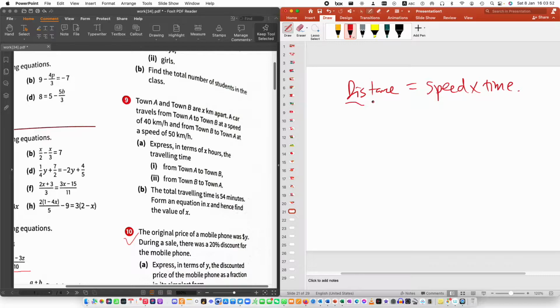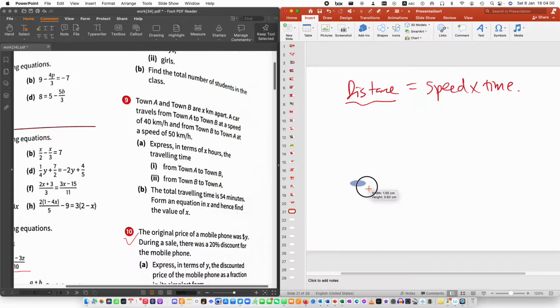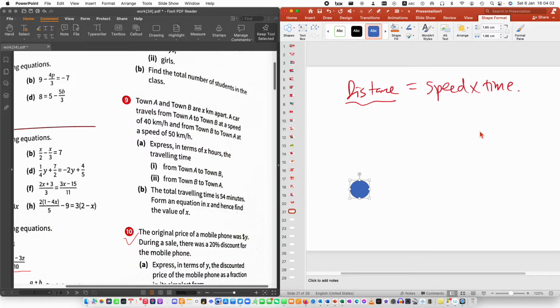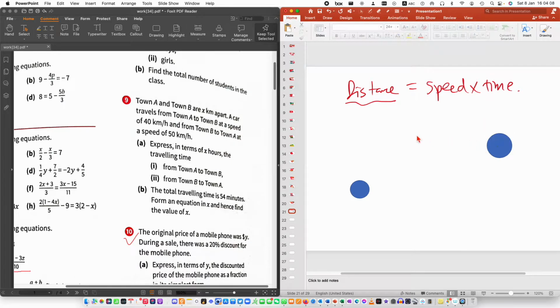What's the meaning of distance? Any idea? The distance of an object or something. Distance of an object? So wrong. The distance between 2 points. Not distance of an object. So this is called the distance.